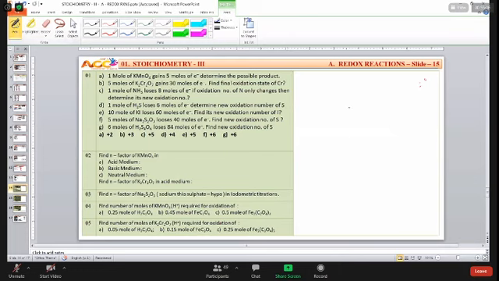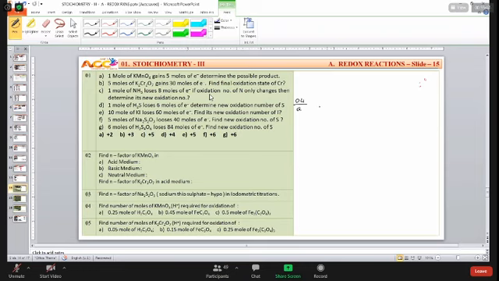Question number 4. We are having the A bit. Now see the method, how to approach this one. Find number of moles of KMnO4 in acid medium. They'll write like this, acid medium. Required for oxidation of 0.25 moles of H2C2O4.